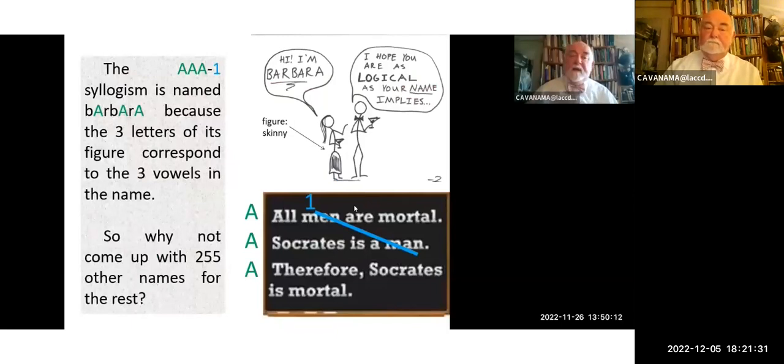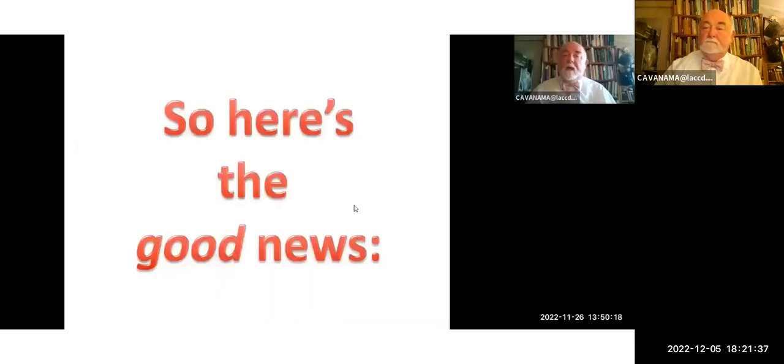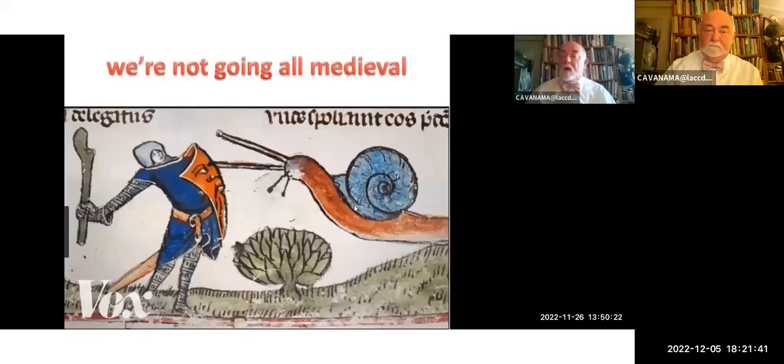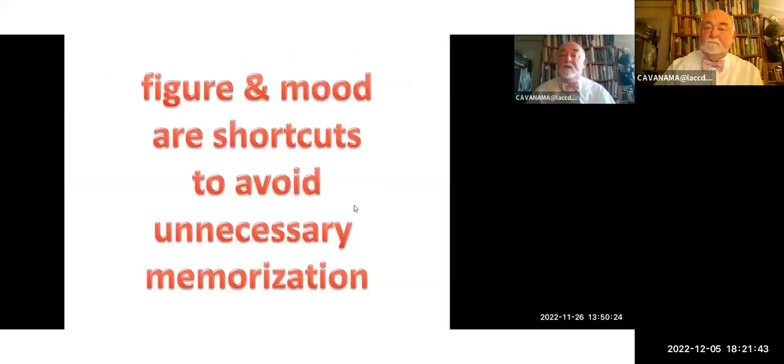So why not just come up with 255 other names for all the rest and refer to them by personal name? Here's the good news. We're not going to go all medieval. Figure and mood are shortcuts to avoid unnecessary memorization. I told you a couple of basic things you've got to memorize, but not everything.